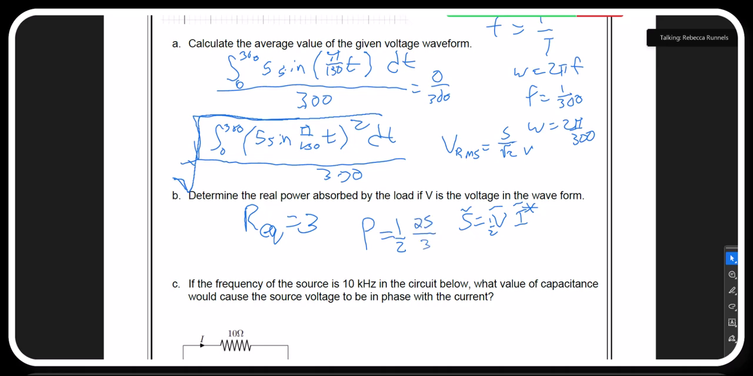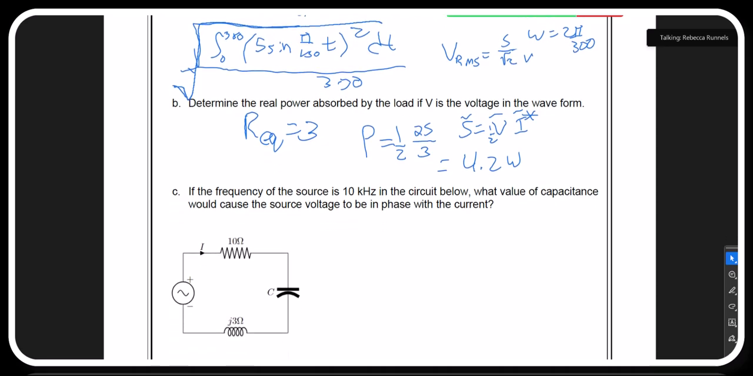25 over 3, which is, I believe, about 4.2 watts. Yes. Yeah, it's 4.16. Okay.